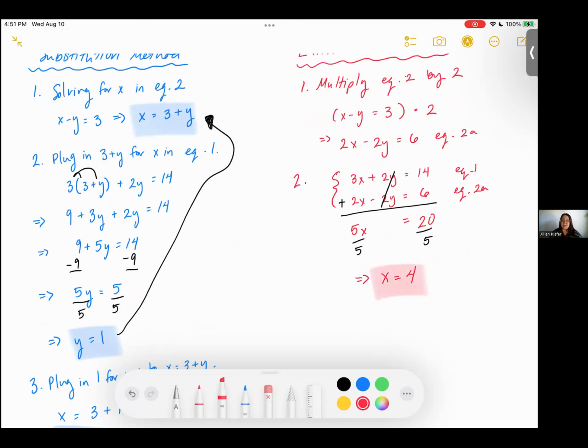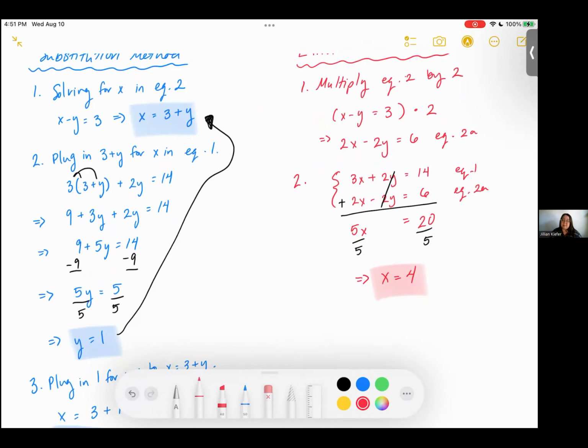So that is one value of our variables. Now we do know that x is equal to 4 because we did it in the substitution method already. But hey, there we go. That means that we verified it. All right, so we know that x is equal to 4.